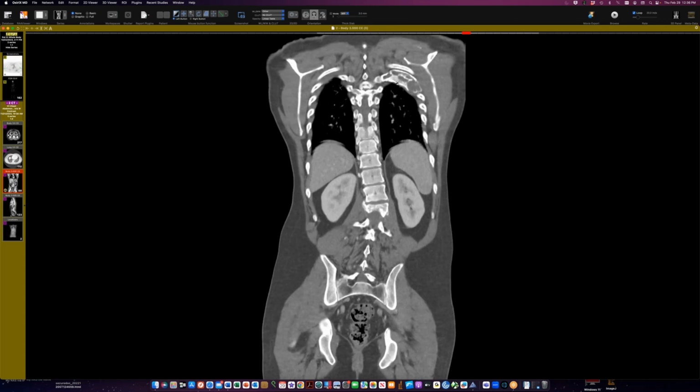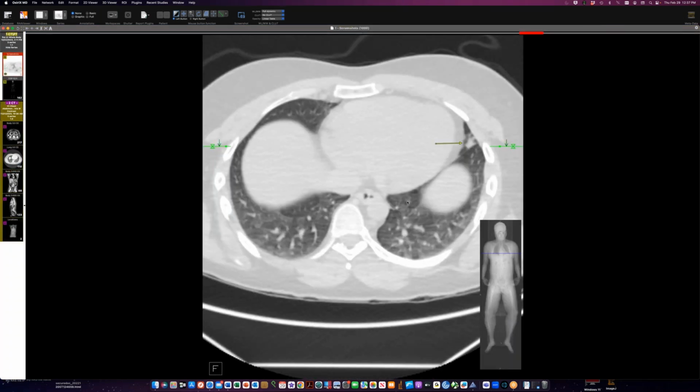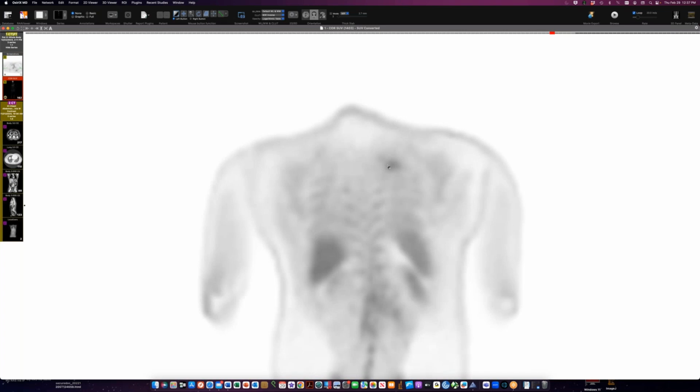There's a little hint of a ground glassy matrix, but it's not throughout. And on PET imaging, it is barely warm. You can see just a little bit of uptake in it. It's not very hot at all. So despite its aggressive expansion, it doesn't seem to be that glucose avid here.